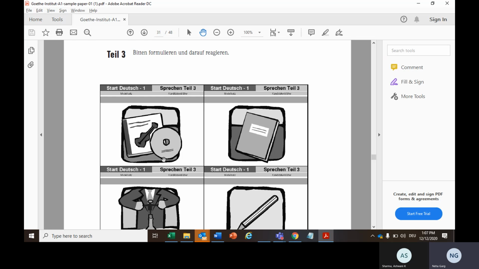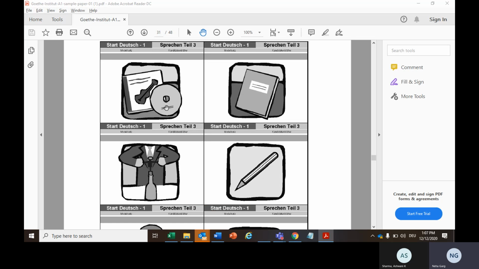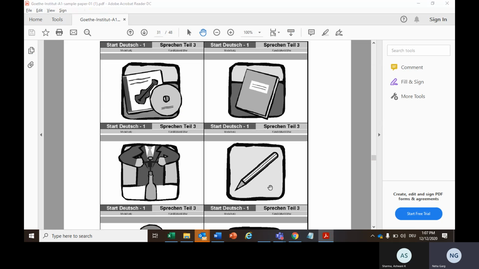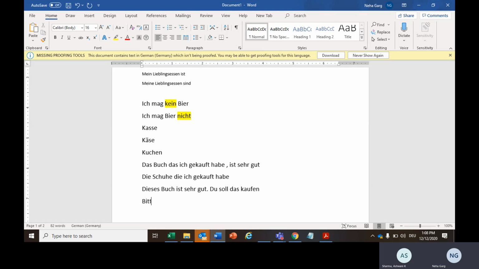And usually what students do is make a very simple sentence, bitte geben Sie mir das, bitte geben Sie mir das for each thing. And the other person says, here bitte. Please give me this, and the reaction should be here bitte. Okay.